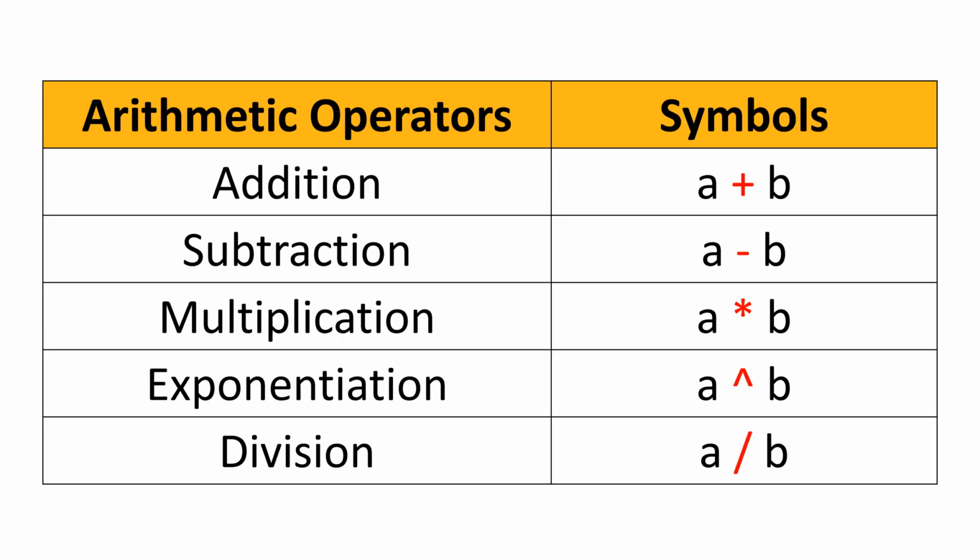MATLAB also supports basic arithmetic operators. In this table, A and B are variables or numbers, and an arithmetic operator can be used between two variables or numbers. For addition, we use a plus sign. For subtraction, a minus sign. For multiplication, we use a star sign. For exponentiation, we use a caret if you want to calculate a to the power of b. The caret is given above the number 6 on the keyboard.